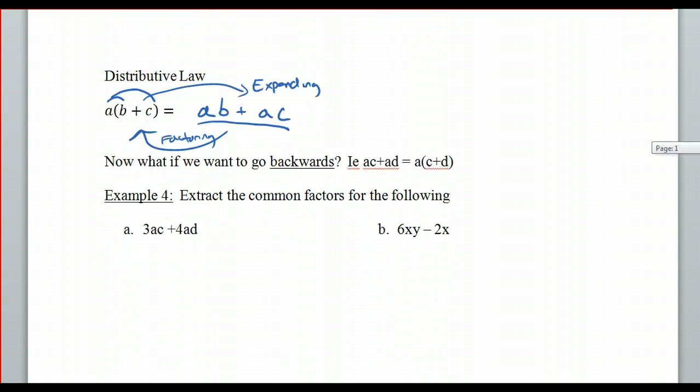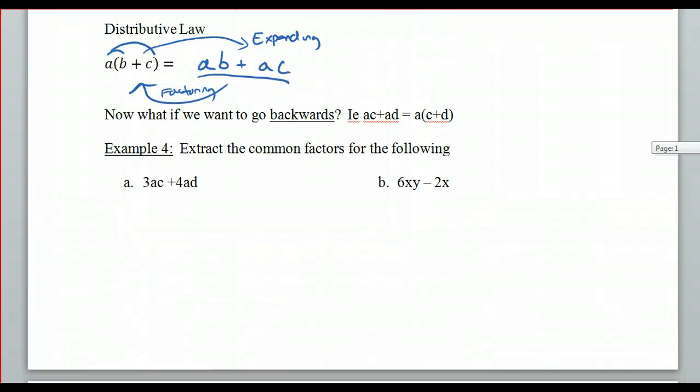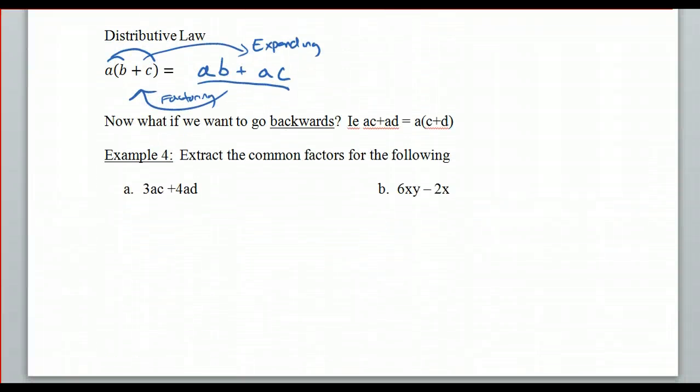Okay, let's see if we can go backwards now. We have 2 more questions here. So the way we go backwards is, the key word here is common factor. You need to find a common factor between both of these terms, and the common factor in this case is the a. Once I find my common factor, I'm going to put my GCF here. Between the 2 terms is a, and you're going to put the common factor out in front of your bracket.